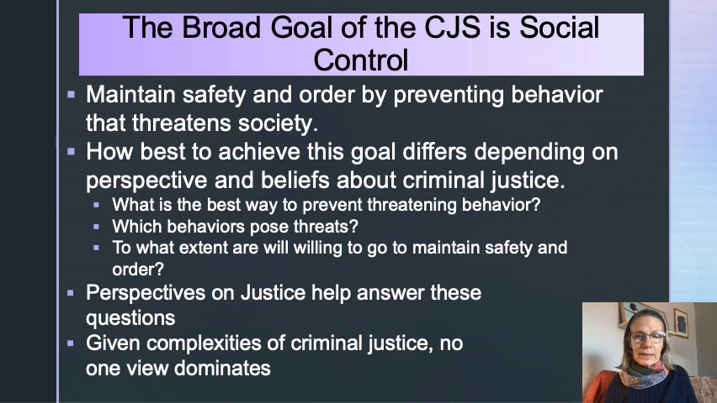And given the complexity of criminal justice, and thinking about crime and punishment and why people commit crimes, no one view dominates. When you're learning about these 6 perspectives, you're going to find yourself saying, oh, there are some really good points that this perspective makes, but there are really good points that another perspective makes as well. So keep in mind that there's no one right perspective. All the perspectives have something interesting to offer in terms of understanding criminal justice in the United States and beyond.